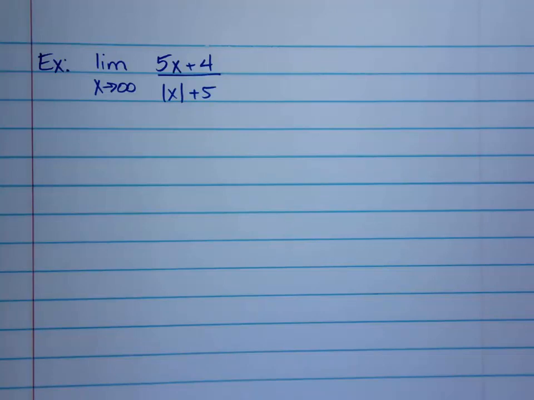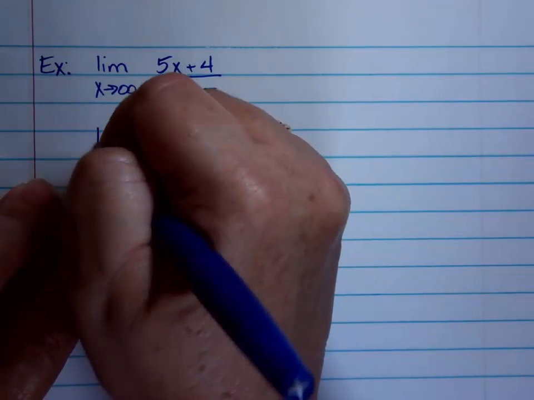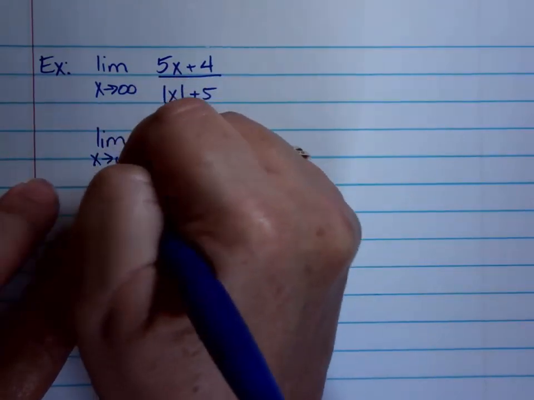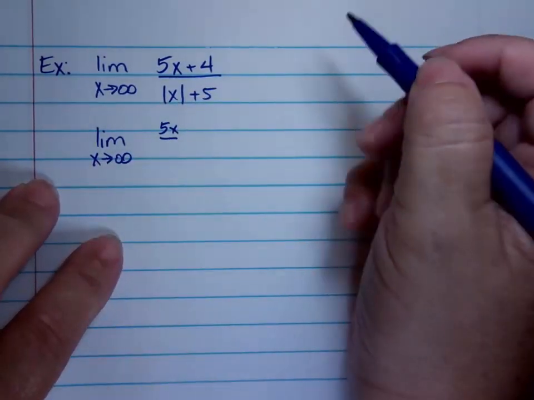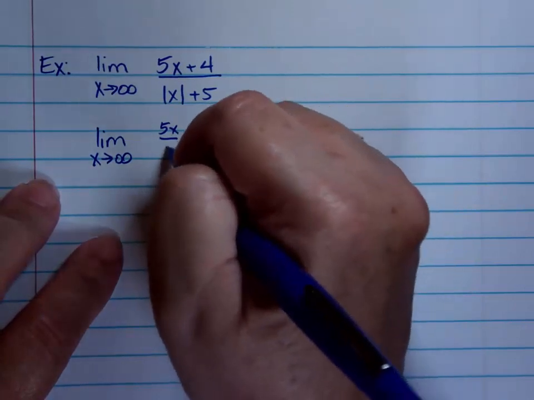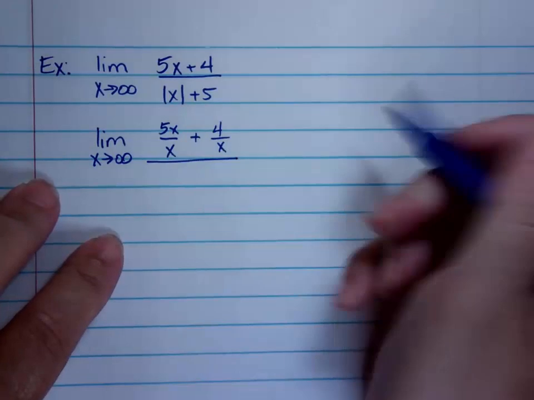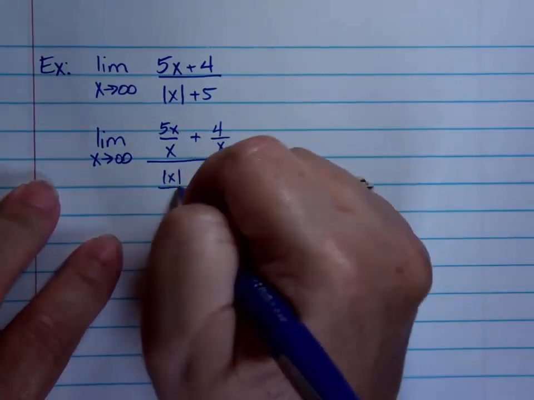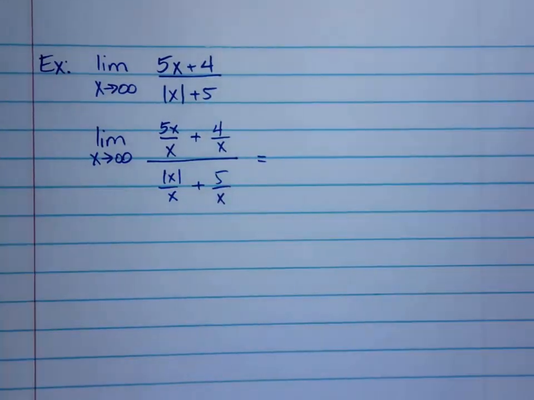Okay? Now, the procedure is exactly the same. You just have to do a little more thinking when it comes to plugging in values. So we're going to divide by the highest power of x. What is the highest power of x? X to the first, right? So we get the limit as x approaches infinity of 5x over x, plus 4 over x, over the absolute value of x over x, plus 5 over x.